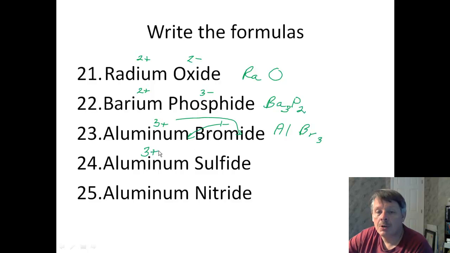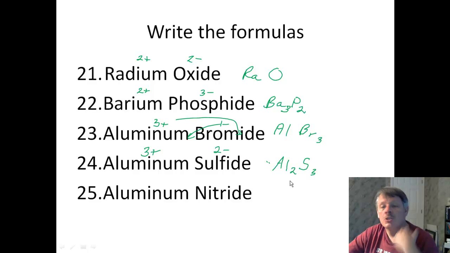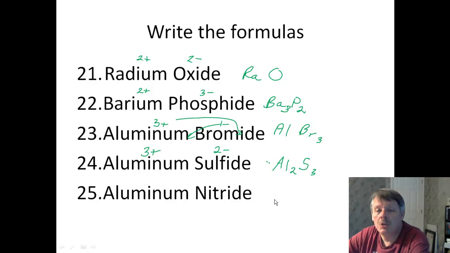How about aluminum sulfide? Well, we already know that's a 3+. Sulfur should be a 2-. So we go Al, S. And when I cross my numbers, I get 2 aluminums and I get 3 sulfurs, Al2S3. And that will allow my charges to balance, so I have something that will be neutral.